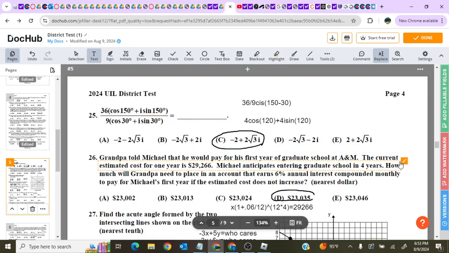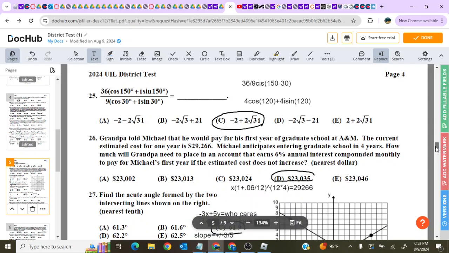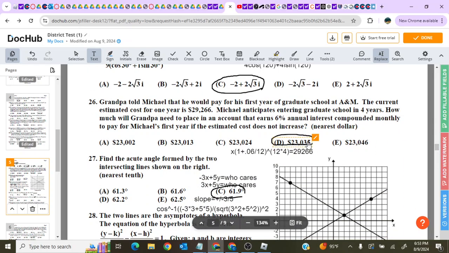Grandpa told Michael he'll pay for his first year of graduate school at A&M. The current estimated cost is $29,000, and they anticipate entering graduate school in 4 years. How much will Grandpa need to place in an account that earns 6% annual interest compounded monthly to pay for Michael's first year, if the estimated cost does not increase?